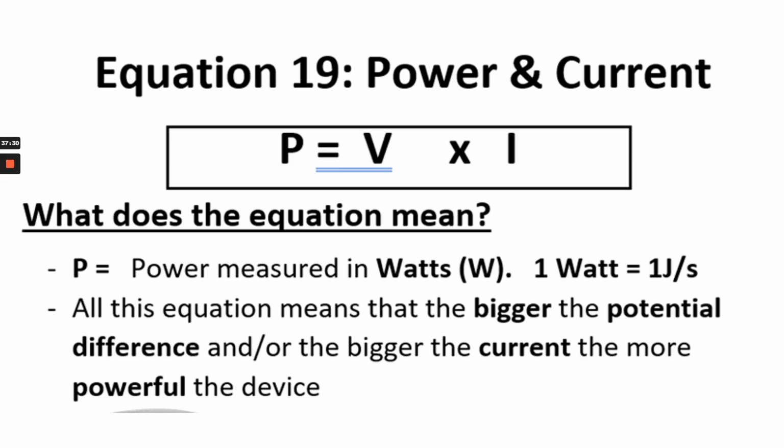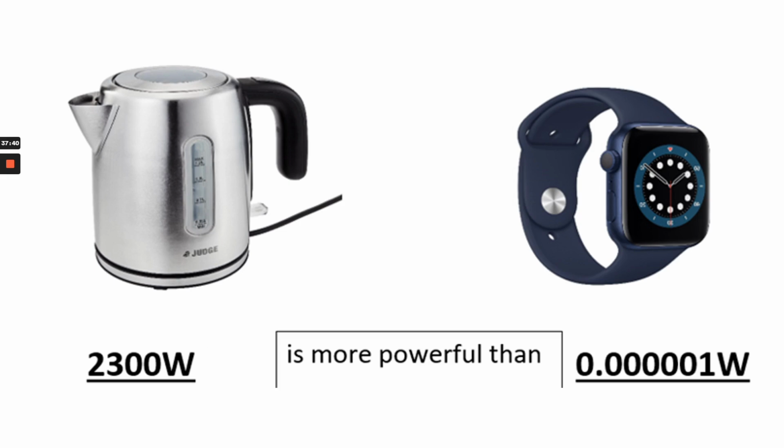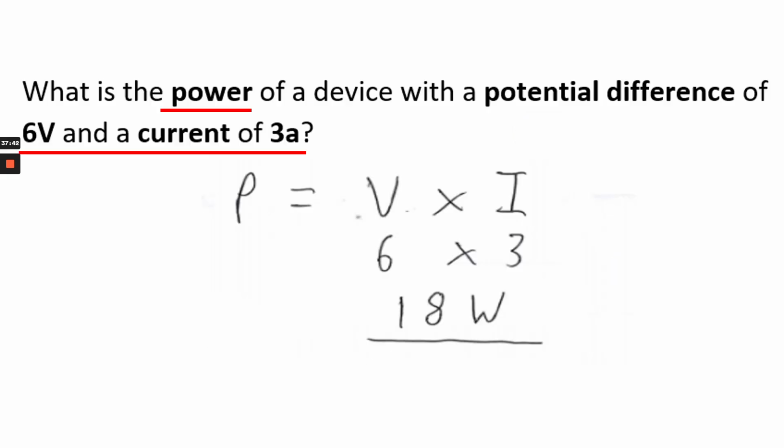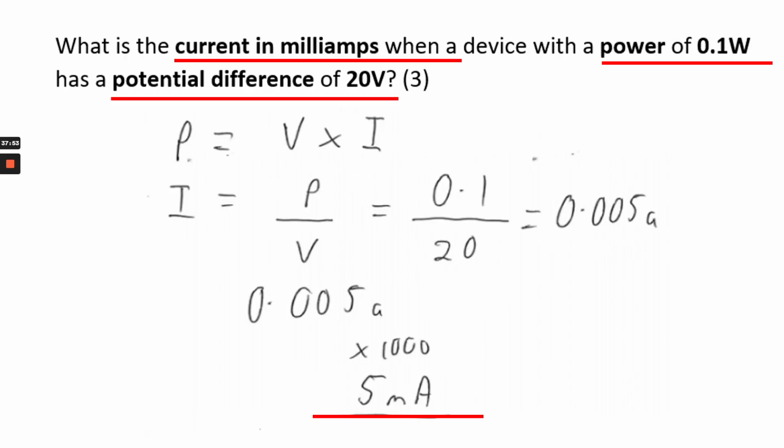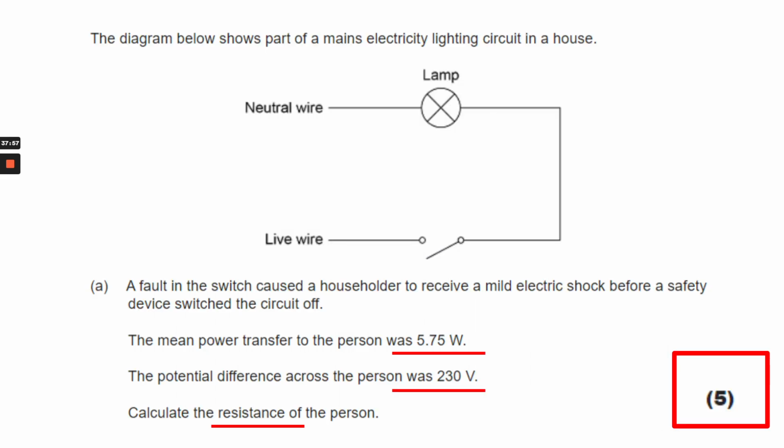Now on to equation 19. Power is equal to potential difference times current. Okay, in plain English, if I increase the potential difference, I increase the power. If I increase the current, I increase the power. And it's used for comparing devices. Here are some of the maths that you're going to need to use. Easy. Rearranging for 3 marks. Easy. Bit of a trick here with the milliamps at the end, but still easy.